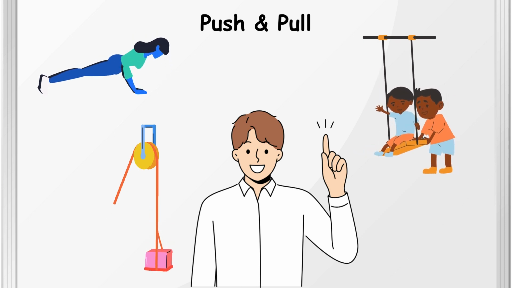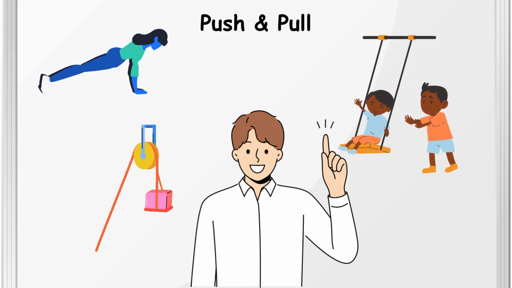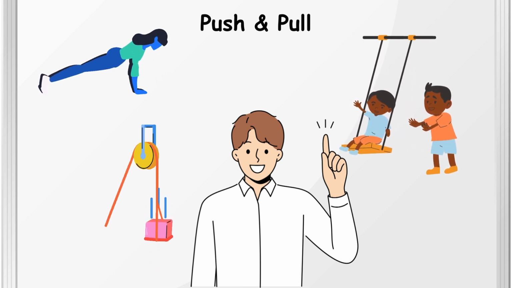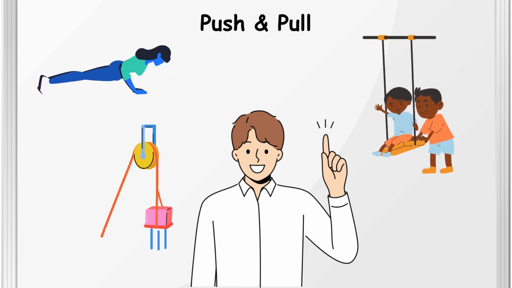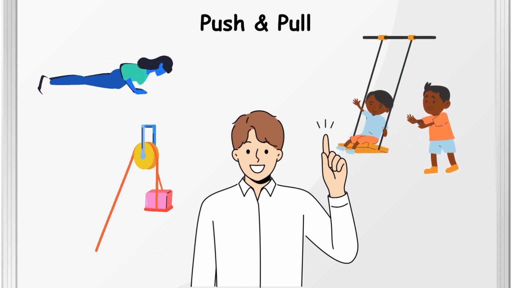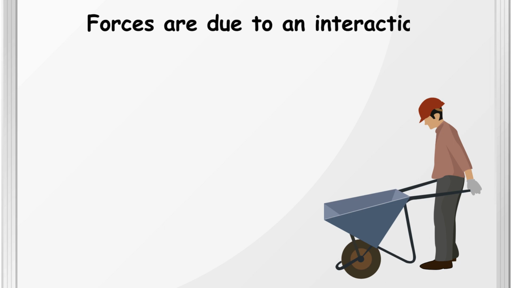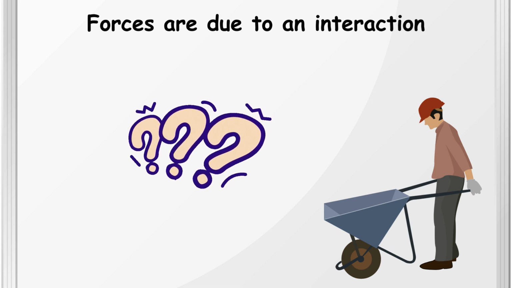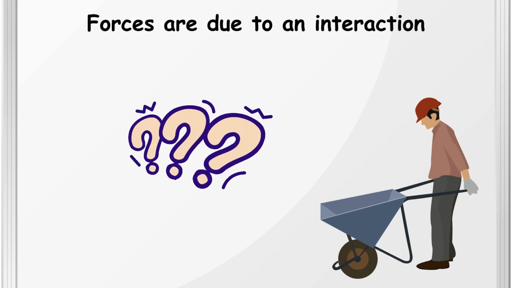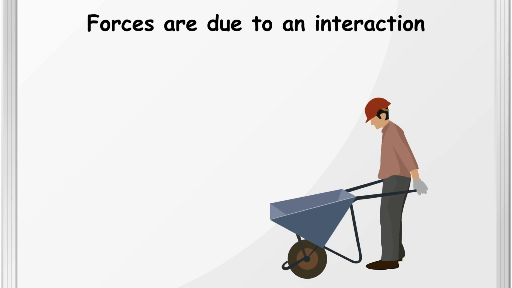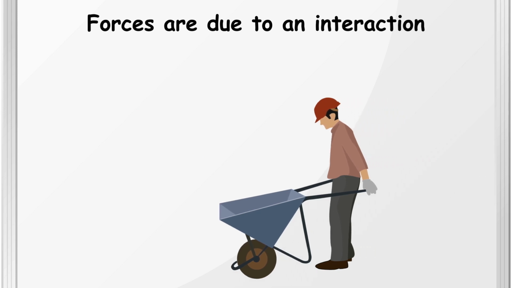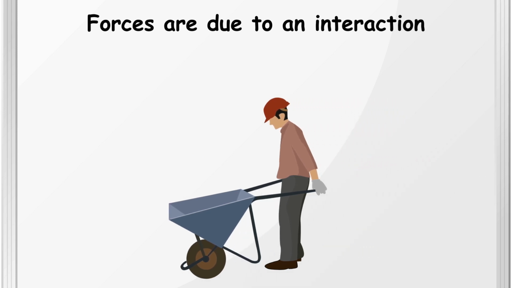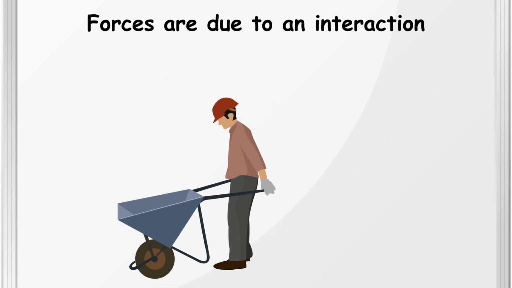This leads us to a crucial realization. To make an object move, we need to push or pull it. Now imagine a man standing behind a stationary car. Does the car move just because he's there? No, it doesn't. But when he starts pushing it, the car begins to move. This shows that forces are a result of interactions between objects.